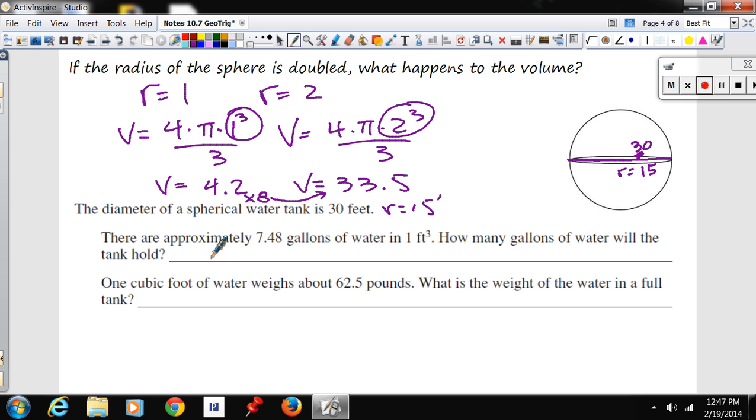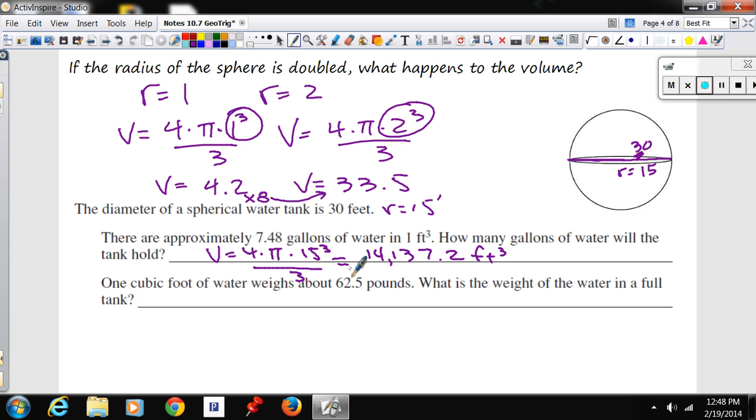So let's see, we're going to do our volume formula. 4 times pi times 15 cubed divided by 3. It's going to be a pretty big number because 15 cubed is a pretty good number. And then you're going to multiply that by 4, multiply that by pi, and divide that by 3. 14,137.2. Okay, that would be the number of cubic feet. That's the volume. I did all this right here in my calculator and got this one.